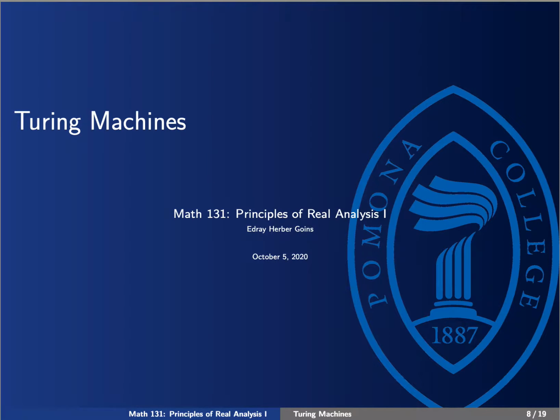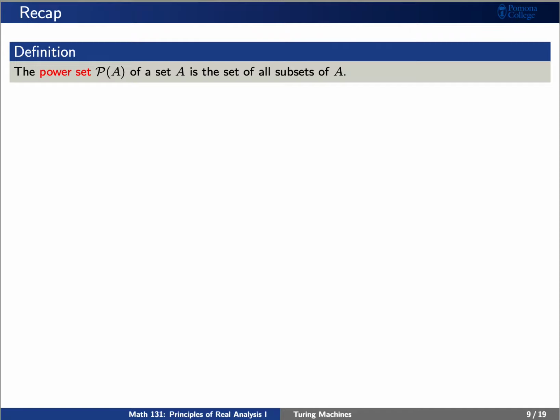Today we're going to talk about Turing machines. First, let's recap some ideas from before. Let's say that A is a set. Recall that P of A, the power set of A, is the set of all subsets of A.